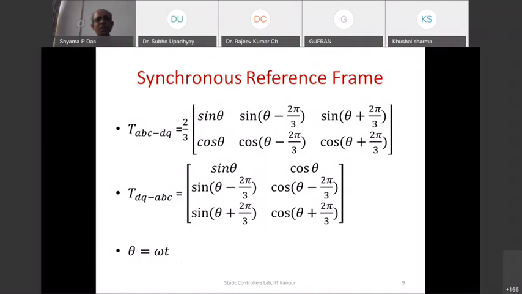If we have the variables in the DQ reference frame, DQ is rotating synchronously in space. ABC are stationary variables. We can have the reverse transformation from DQ to ABC, and the second matrix represents the inverse transformation. And what is theta? Theta is the angle between the rotating reference frame and the stationary axis, which is omega t. Omega is the angular frequency, which is 2 pi f, multiplied by the time t. Next slide, please.